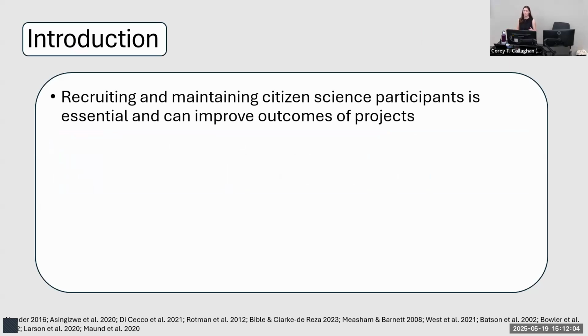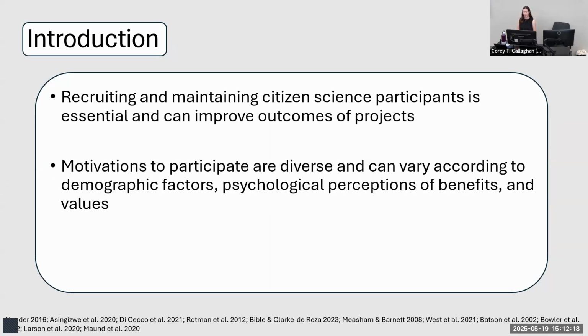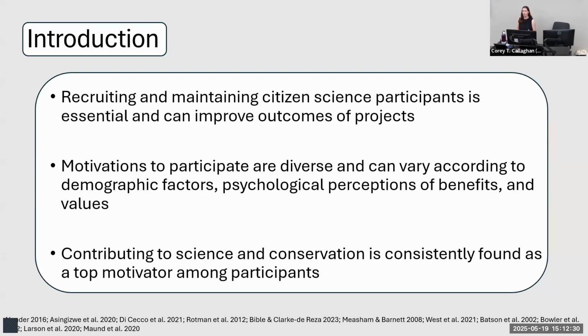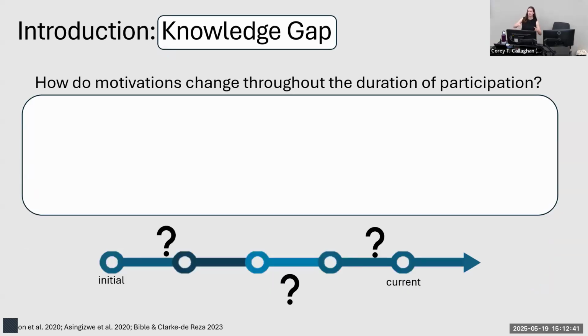And so, essentially, recruiting and maintaining citizen science participants is essential because it can improve the outcomes of projects. We know that when we can maintain users, especially users who are going to be producing a lot of data, that improves the outcome of the project. And so motivations to participate are diverse, and they can vary according to a lot of factors like demographic factors, psychological perceptions of the benefits that people get by participating, and then personal values. And despite all this diversity, we have seen that contributing to science and conservation is consistently found as a top motivator among participants.